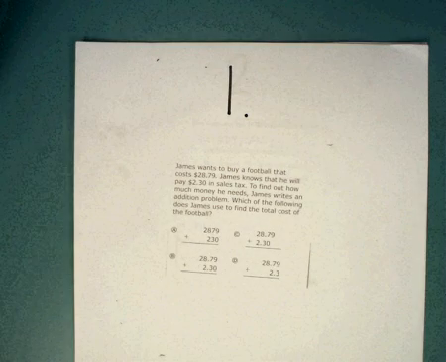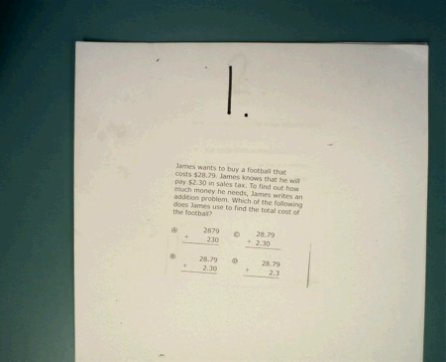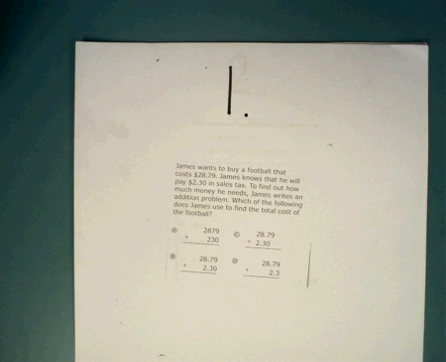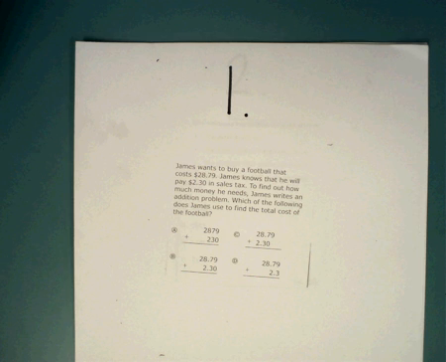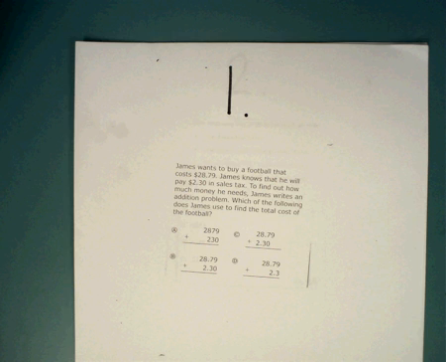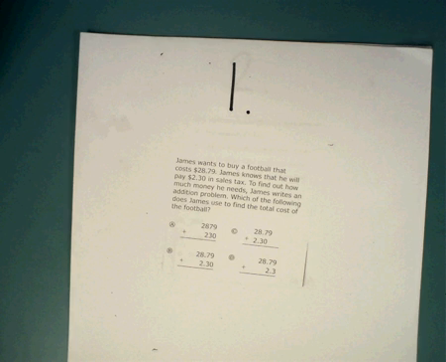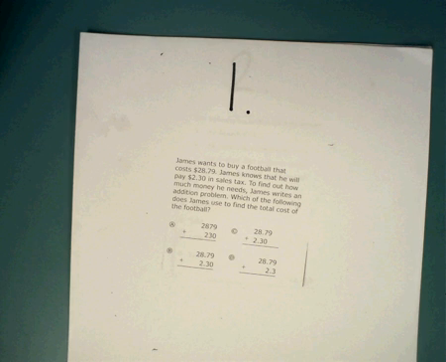It says James wants to buy a football that costs $28.79. James knows that he will pay $2.30 in sales tax. To find out how much money he needs, James writes an addition problem. Which of the following does James use to find the total cost of the football? So I need to pick the one of these problems that has my decimals lined up, that has the correct values.